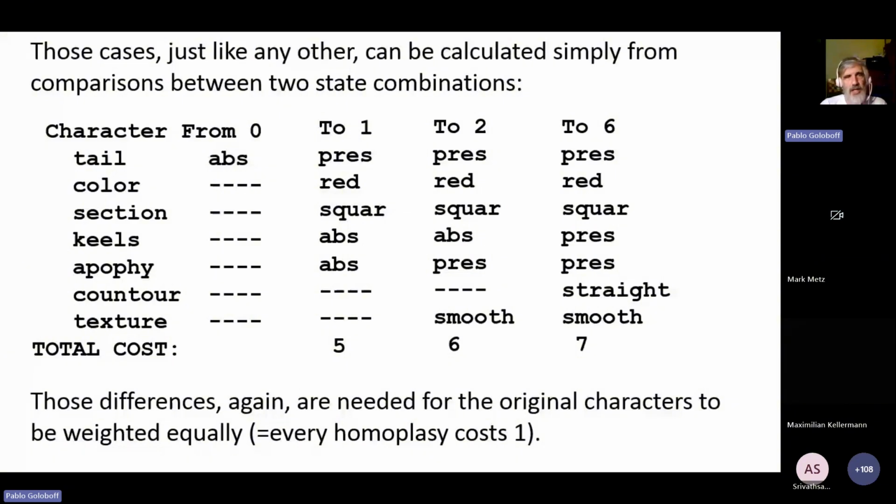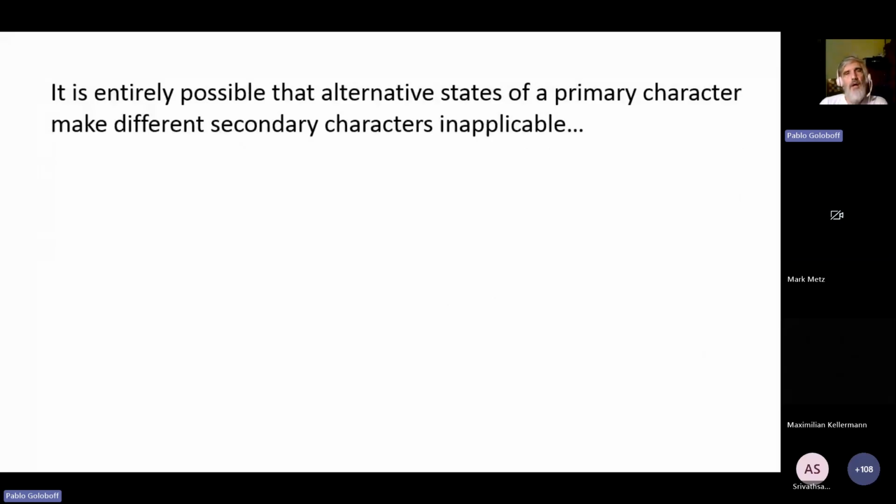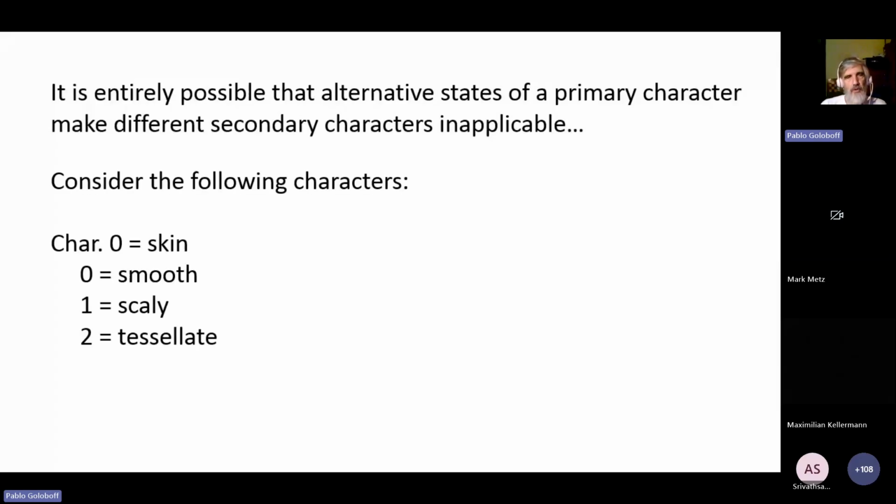And remember, the rationale is when a combination of states originates from the other into distant parts of the tree, how many cases of similarity in the original characters are not being accounted for by common ancestry. When the ending state in the original character originates twice, that indicates homoplasy. Now, it is entirely possible in the dependencies between characters that alternative states of a primary character make different secondary characters inapplicable. For example, consider the following characters.